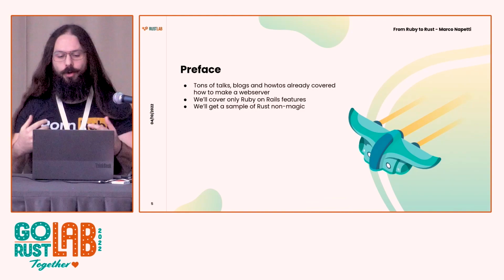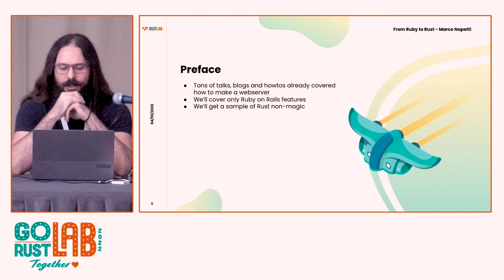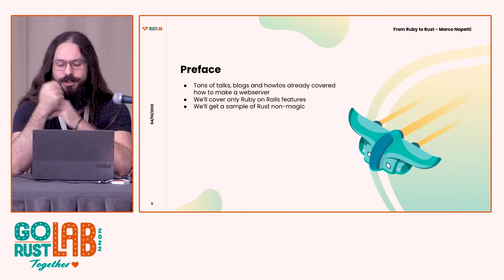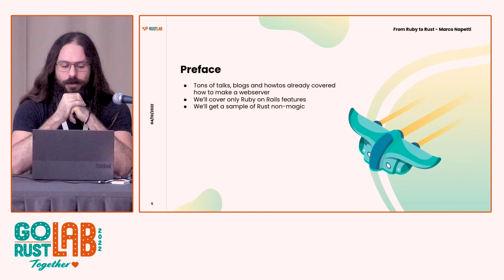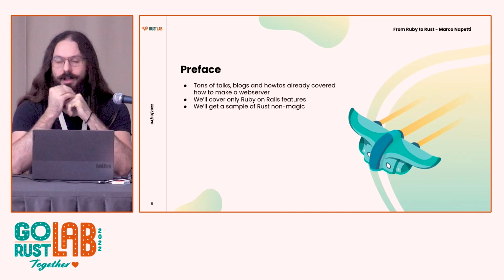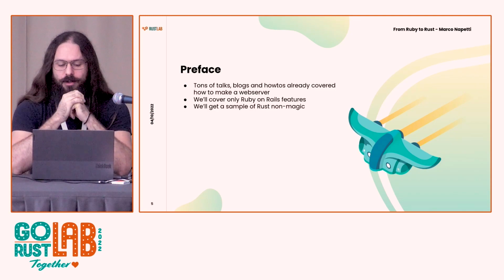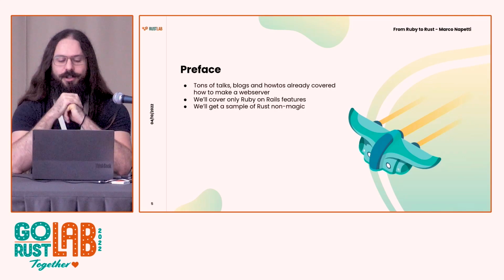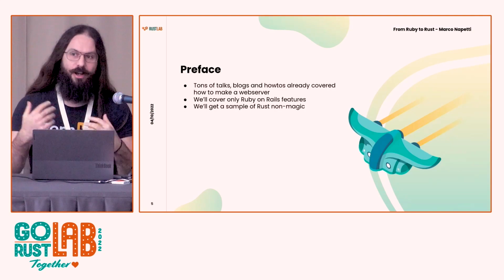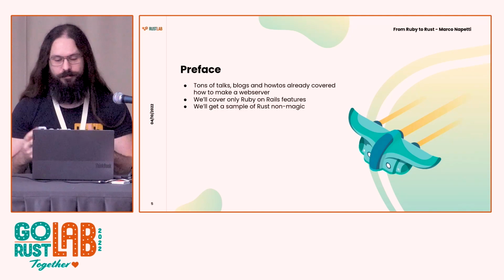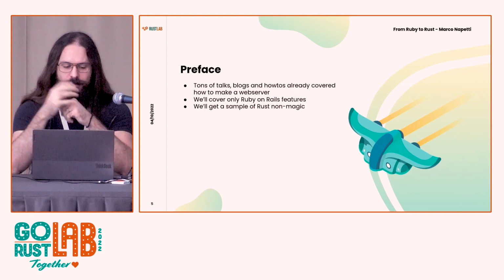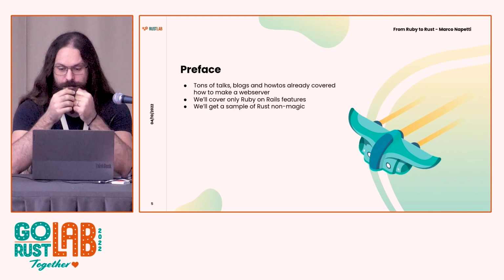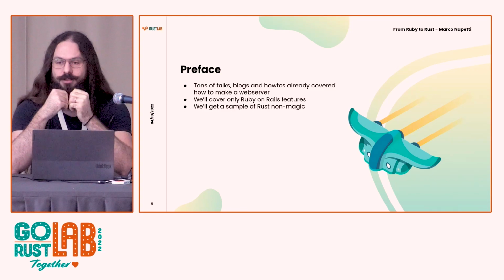There have already been lots of talks, blogs, and how-tos about how to build a web server in Rust. For example, on Sunday, Marco Ieni gave a really good workshop about it. In this talk, we'll cover only the Ruby on Rails ORM that's called Active Record. Moreover, we'll get a taste of Rust no magic. In Rust, there is nothing magical. Everything happens for a clear reason, and that reason is always a trait. For example, you can use the for operator on everything that implements the IntoIterator trait. Even macros are not magic. They simply output Rust code that you could write yourself. You can use a tool like cargo expand to look at the generated code.